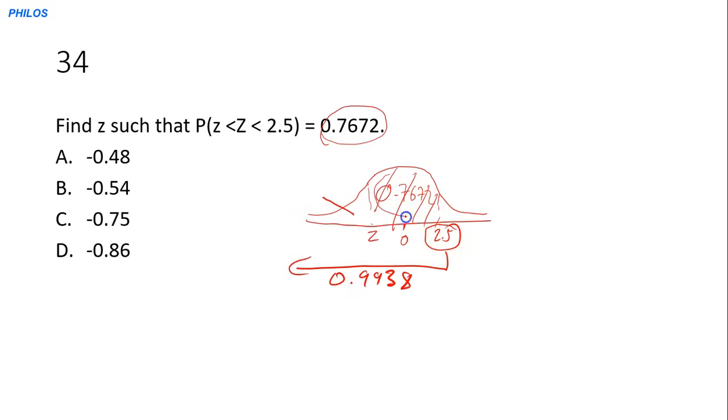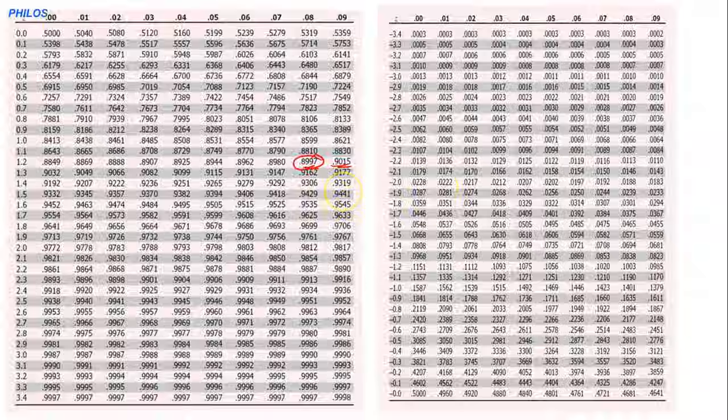Now if the area to the left of this is this, it means we can easily find this area by subtracting this area. So when we take 0.9938 minus 0.7672, we will get 0.2266. So if we are able to get this 0.2266, we can easily know what this z-score will be by checking the table. So let's go and look for 0.2266.